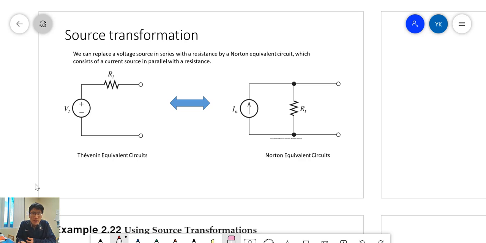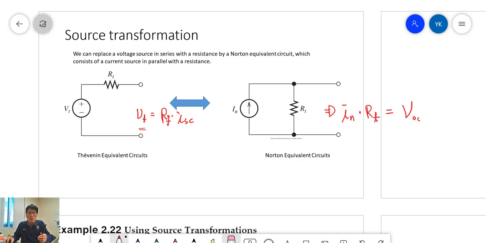So there are three components: VT and R, and the short circuit, which means the short-circuit current I. Here we can also apply the same thing, Ohm's law: IN times the circuit resistance. There will be an open circuit voltage, which is the Thevenin voltage. So the individual values correspond: IN corresponds to the short-circuit current, VT corresponds to the open circuit voltage, so they can switch with each other.